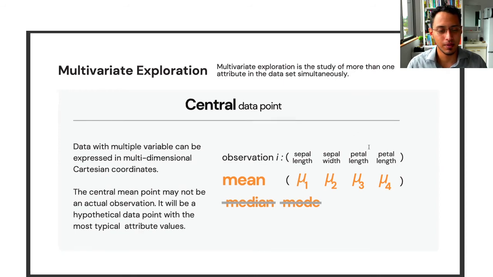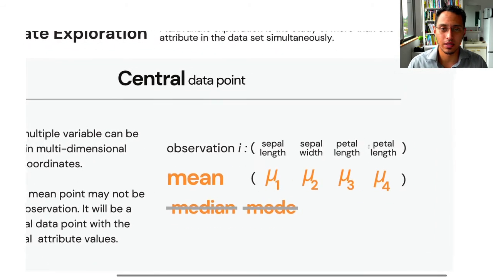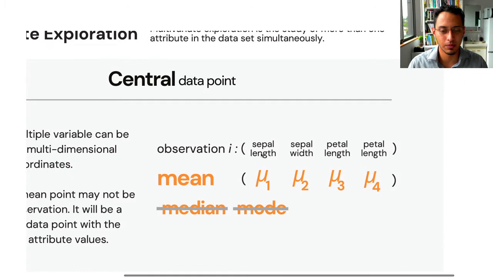For example, in our iris case, we have 4 observations: sepal length, sepal width, petal length, and petal width. We can take the mean for each one, and that is our center of the data. This point might not be in the data itself. So we take the mean for each one, and then we put it in a coordinate like this.